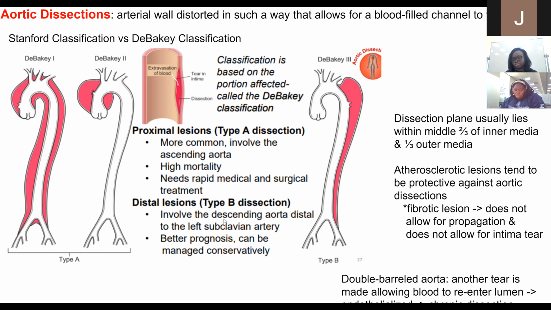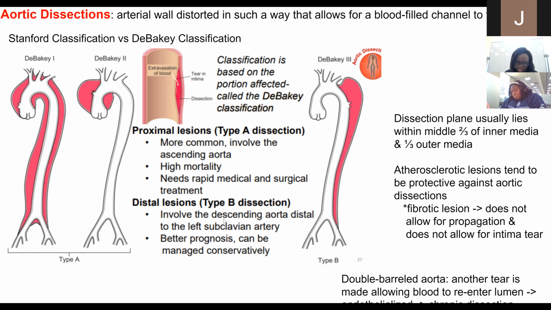So again, Stanford A affects the ascending aorta. Stanford B begins beyond the brachiocephalic, right? Affects the descending. So you could remember Stanford B as beyond the brachiocephalic too, if you want to sort of remember it, it begins after that. That could help. Next, we have the DeBakey classification. I hate this one because we already have Stanford. And I don't even think DeBakey is really used. I think it's mainly Stanford. So I don't even know why we're going through this.